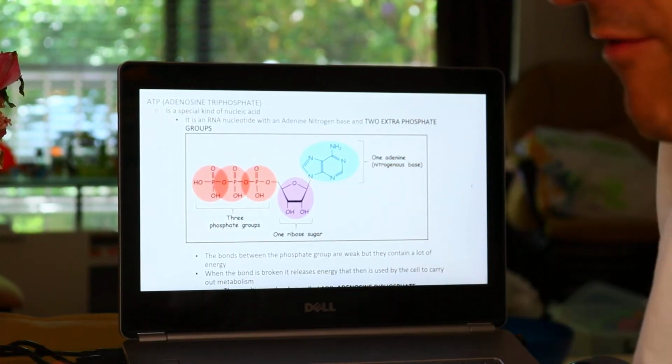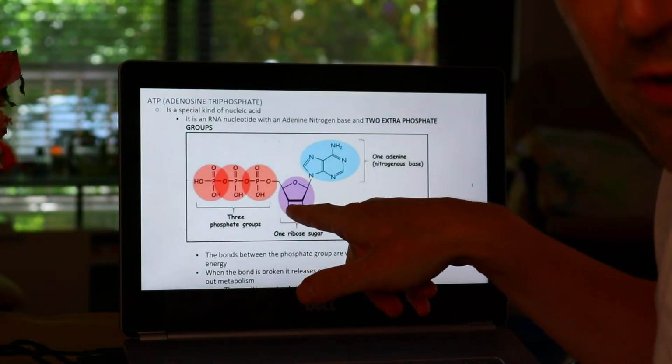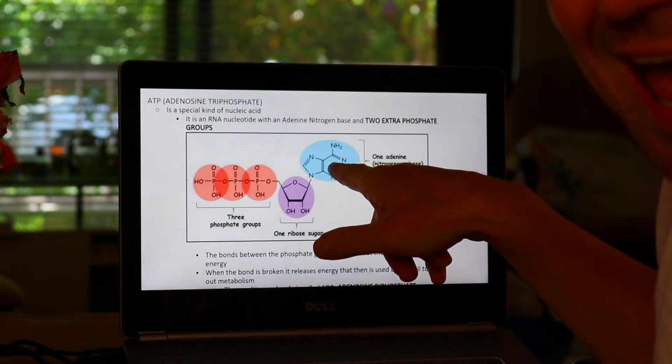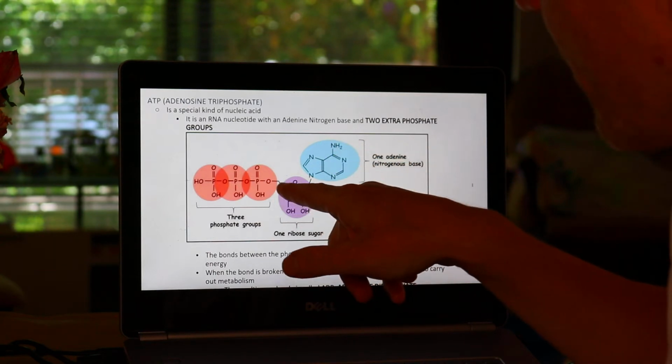ATP, let's just look at the structure. You need to be familiar with the structure of ATP. So basically we've got a nucleotide here. If we're going to have a nucleotide, we're going to need a sugar. And since this is a modified RNA, our sugar is going to be ribose. We've got a nitrogenous base. It's adenine triphosphate, so the nitrogenous base is adenine. And then we've got a phosphate group.